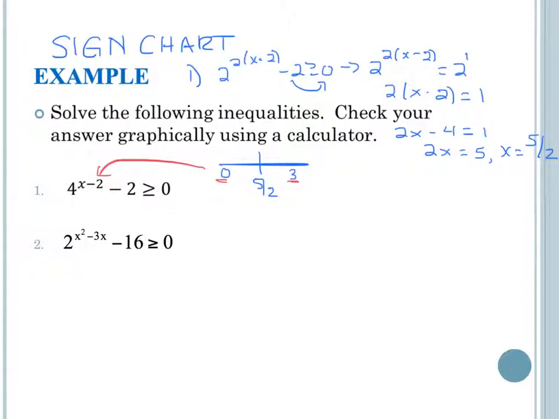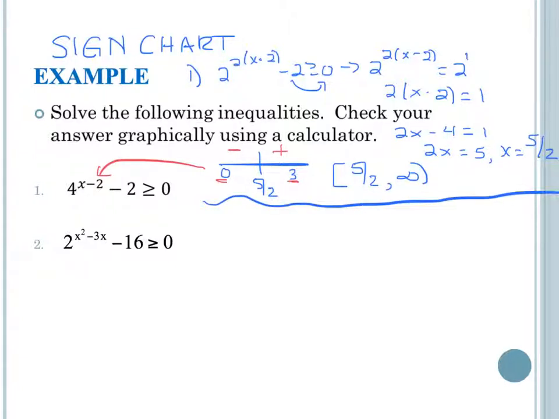So when I plug in 3, I got a positive value. When I plugged in 0, I got a negative value. And so as I'm writing out in interval notation the results, I only want the positives. So I would say that this exponential inequality is positive on the interval from 5/2 to infinity. And I'm including 5/2 because it could be 0 at that spot.